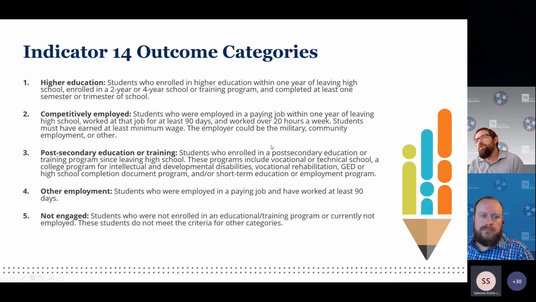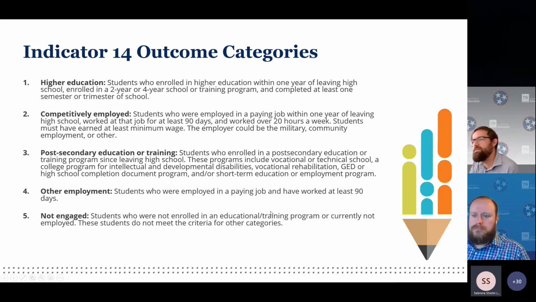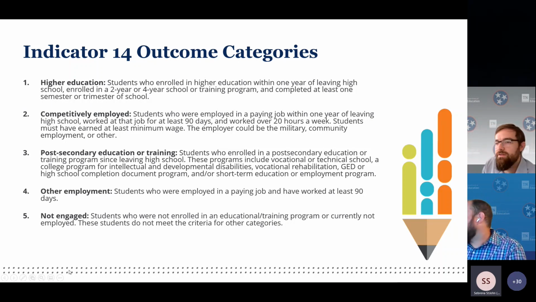And I won't read all this to you. There's more information about how the survey is used to categorize students based on their responses in the APR process guide that was just released recently. I believe it's Appendix D that has the survey as well as a breakdown of how the students are placed into each of these categories, but this is just a little more detailed explanation. Higher education, we're talking about a 2 or 4 year school. Competitive employment, for example, we're talking about at least 90 days working 20 hours a week or more, and so forth.